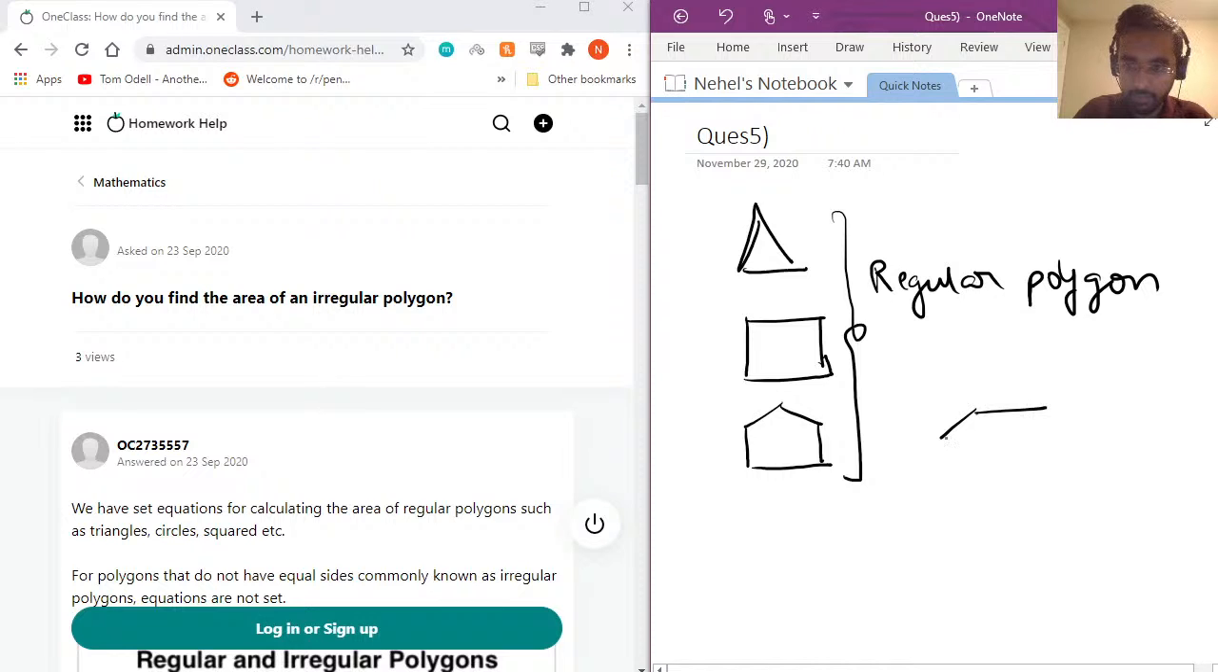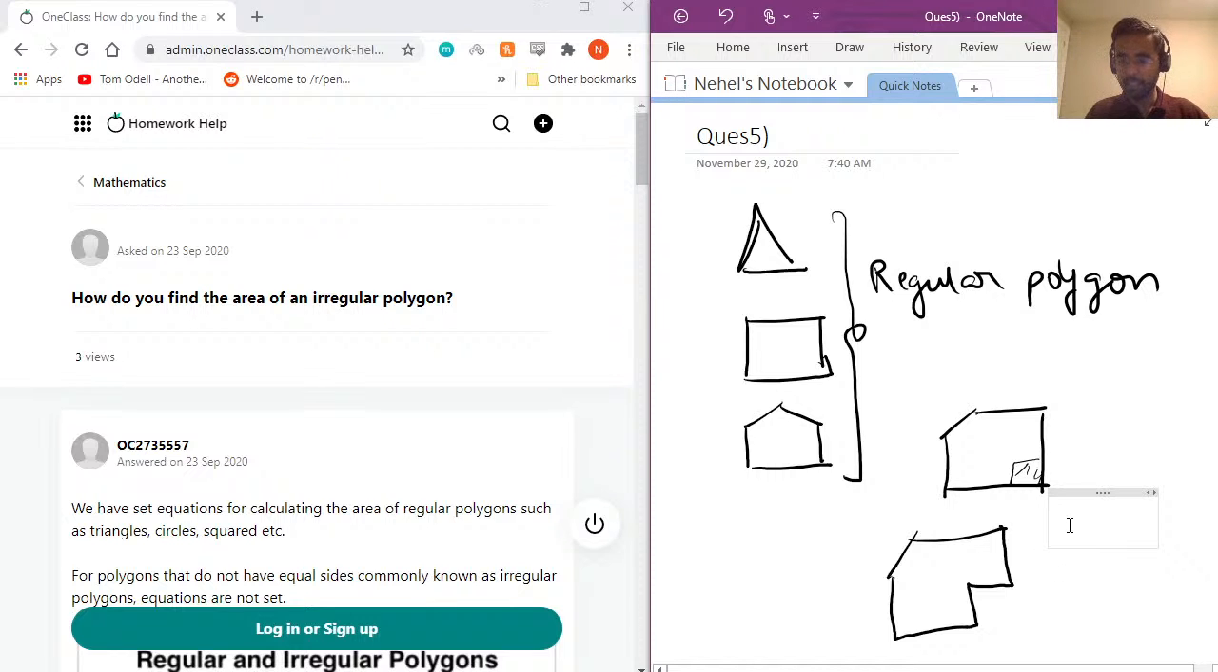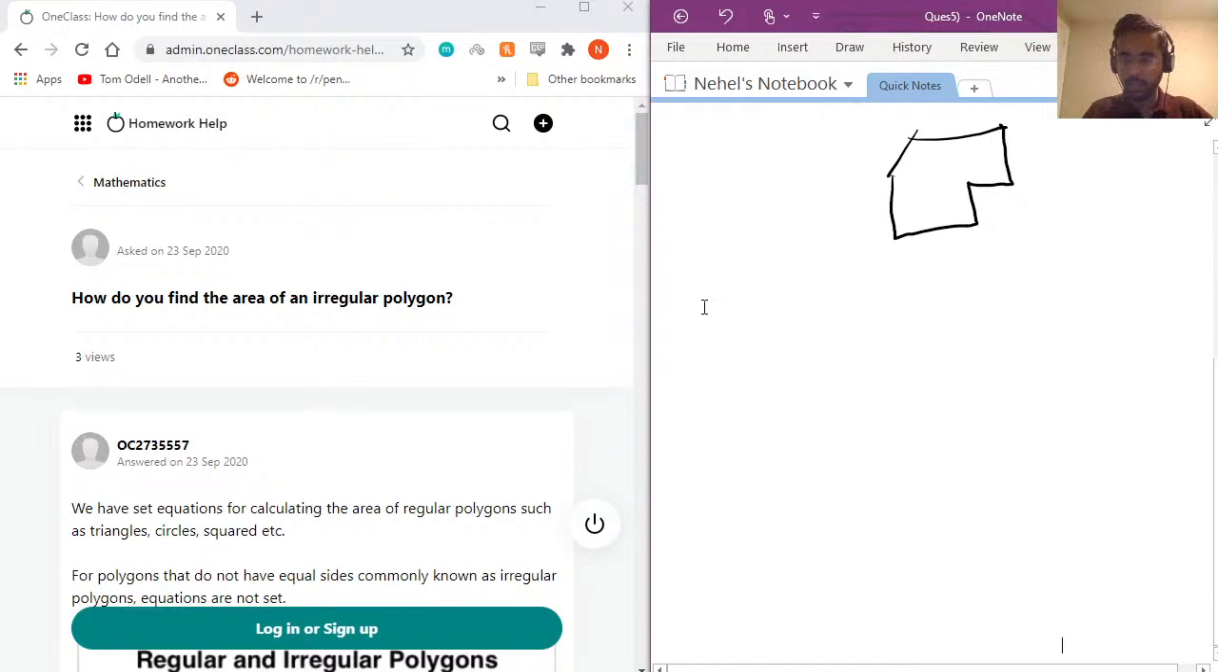So if I have this, for example, this is an irregular polygon. Or I can even add another cutout in this. If I cut this piece out as well, I get an even more irregular polygon. So the way we would go about getting the areas for these is we need to look at these as regular polygons but with other regular polygons cut out of them.